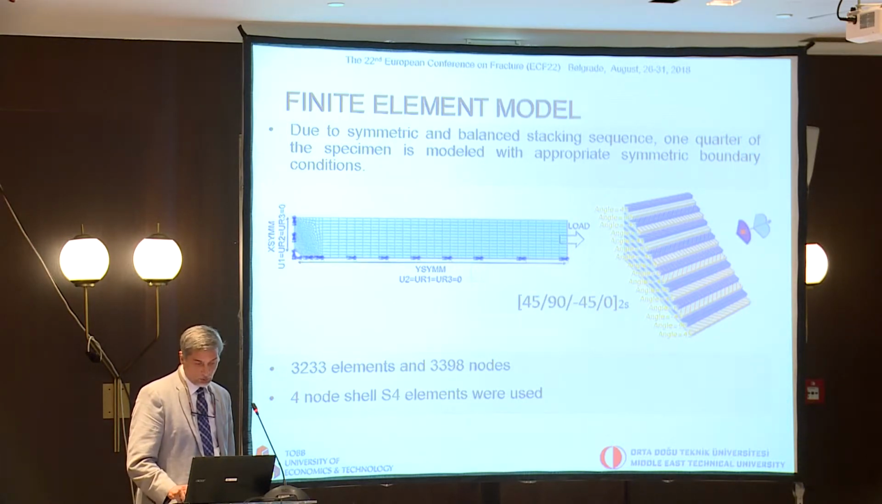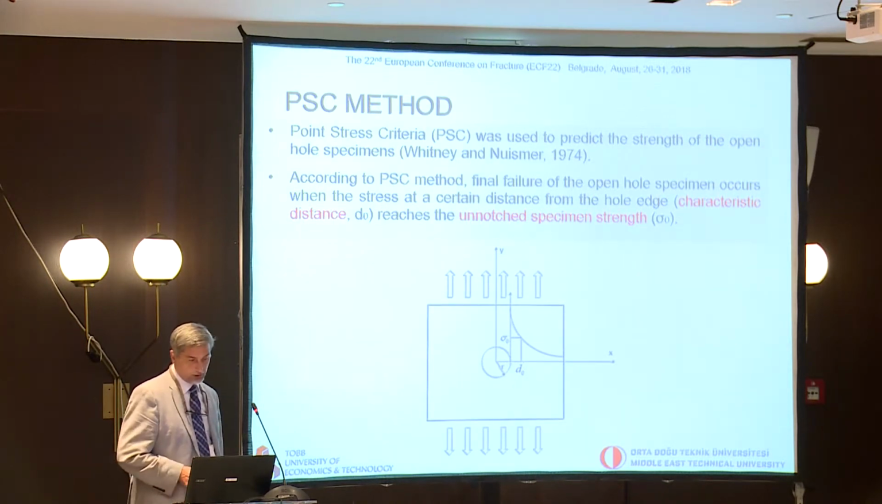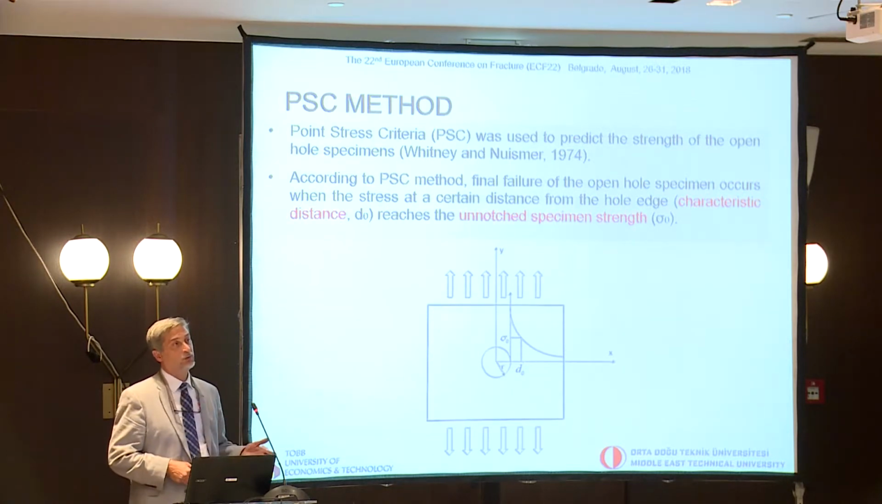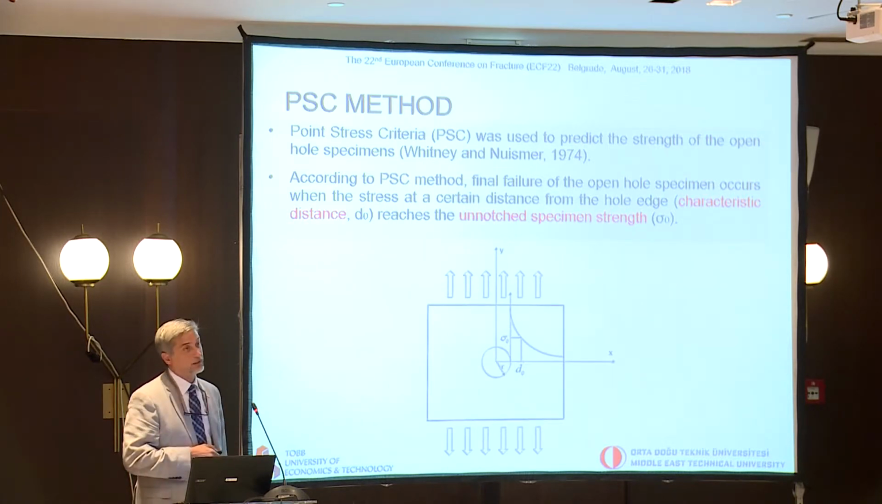Okay, before we get on to results, we also used the point stress criterion developed by Whitney and Nuismer in 1974 to predict the strength of the open hole specimens from an elastic analysis. Basically, this point stress criterion says that the final failure of the open hole specimen occurs when the stress at a certain distance from the hole, the characteristic distance d0, reaches the unnotched specimen strength.